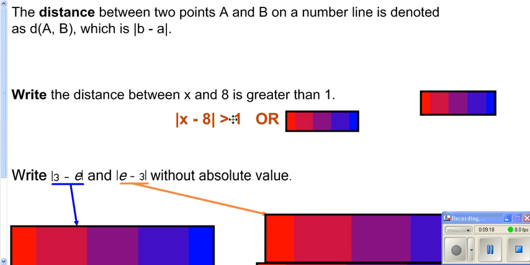Now, when we're dealing with the distance between two numbers, the order in which you subtract doesn't make a difference because you have your absolute value there, so that makes it positive. So you could really have the absolute value of 8 minus x greater than 1.